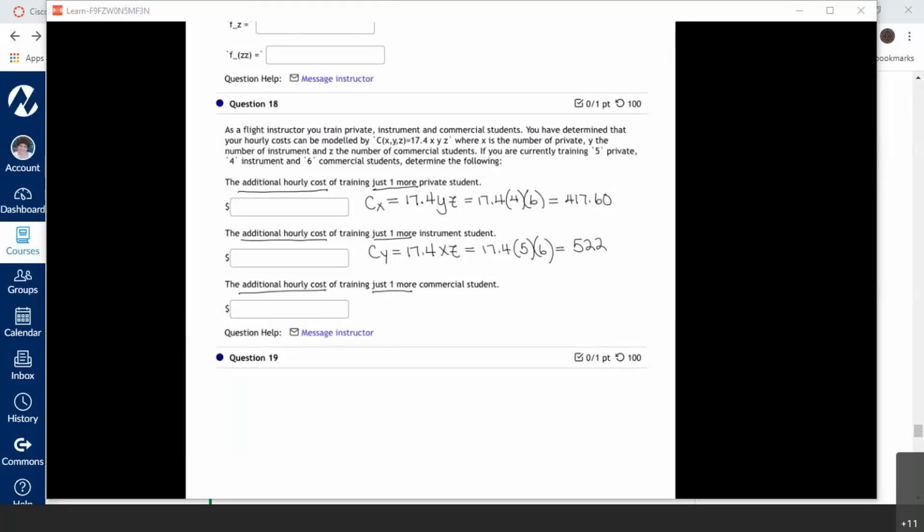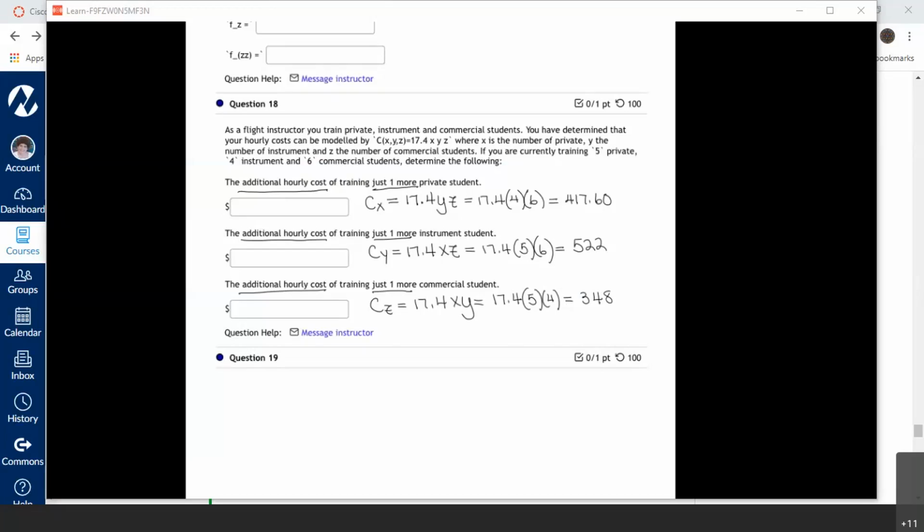And the last one here is take the partial derivative with respect to Z. Now, Z is the variable I'm differentiating with respect to. So the 17.4 X and Y come over to the derivative as coefficients, right? And then I'm just going to plug in those values. Okay, so here X is 5 and Y is 4. And that gives me 348 as the cost to train one more commercial student.